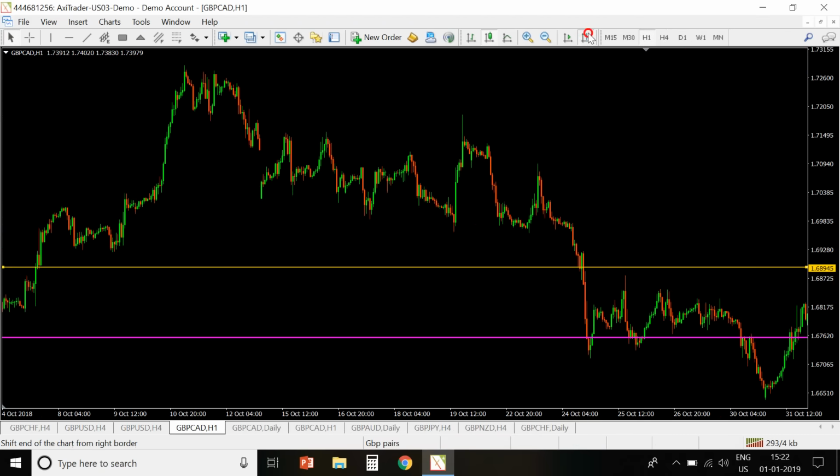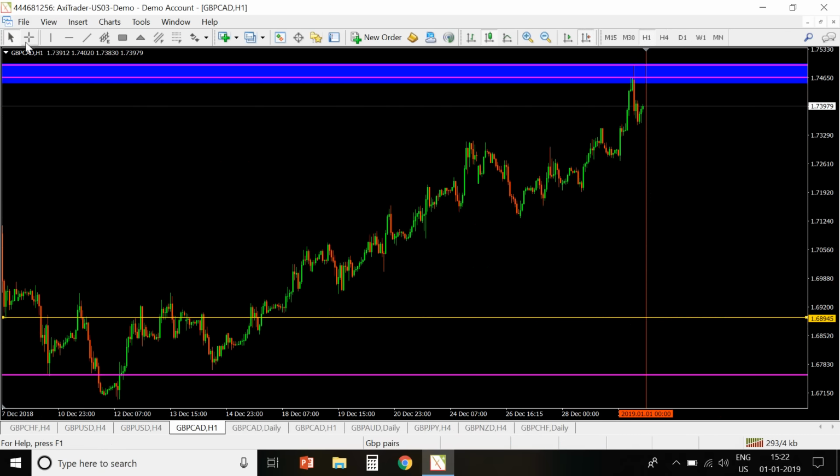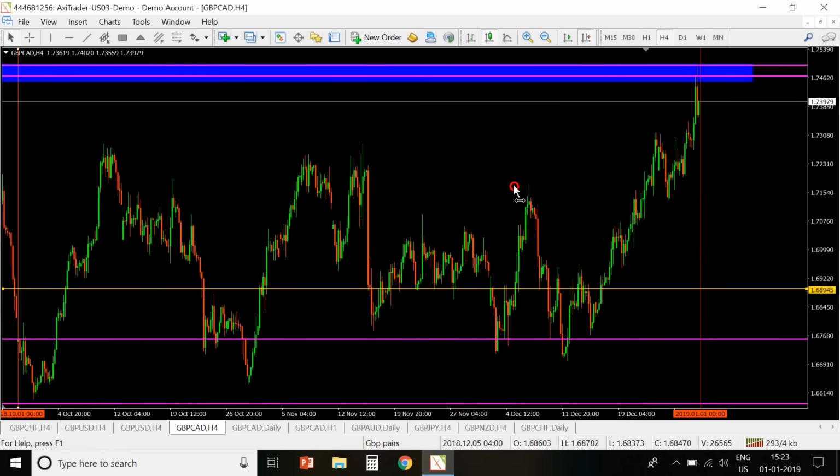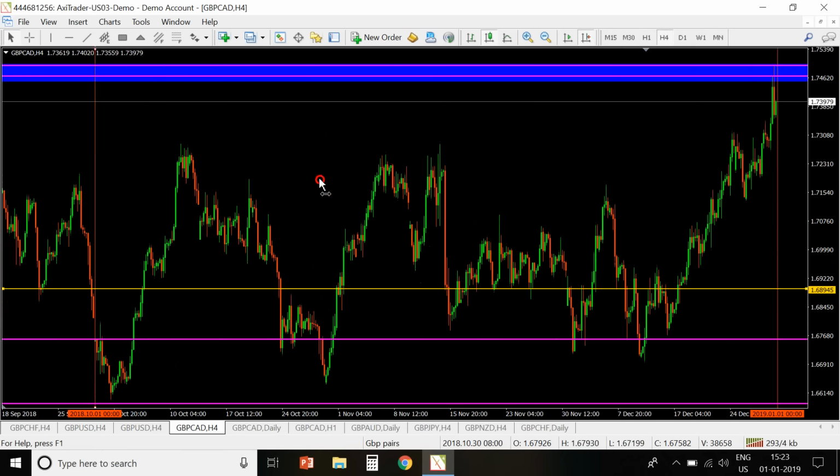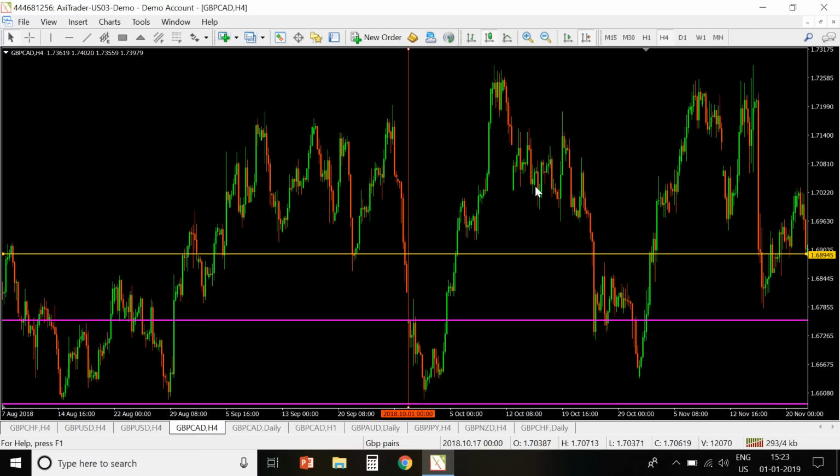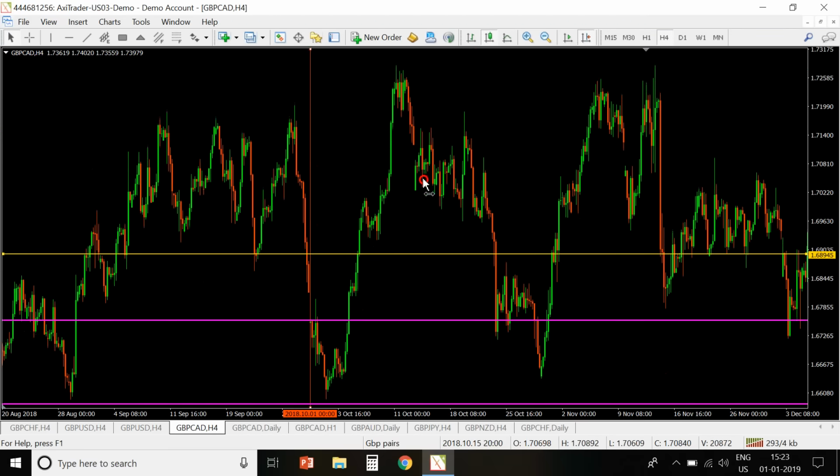When it touches that area, I'm moving to a shorter time frame. See here, when it touches, it drops almost 140 pips. So they're likely to drop. So I'll move on to some shorter time frames.